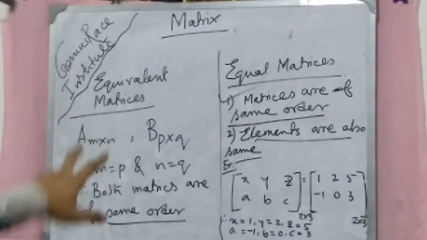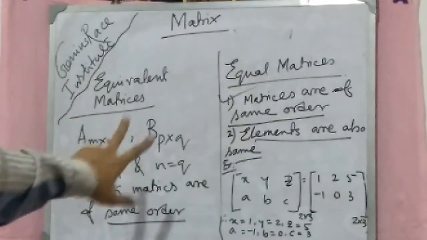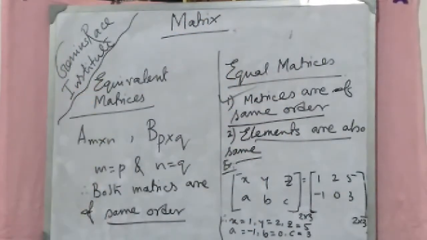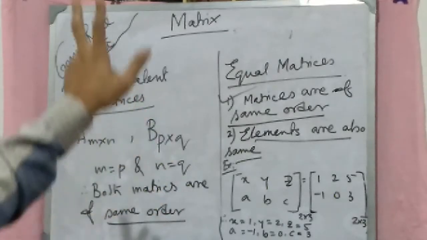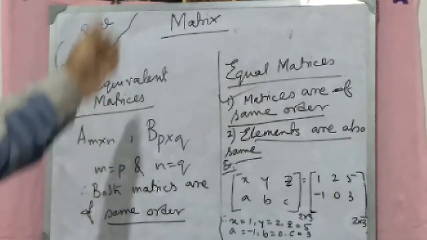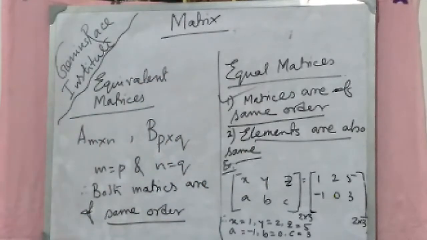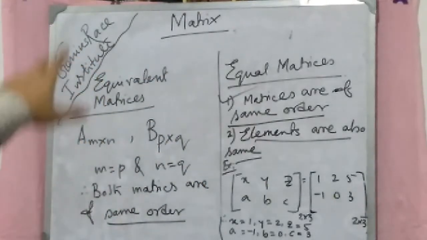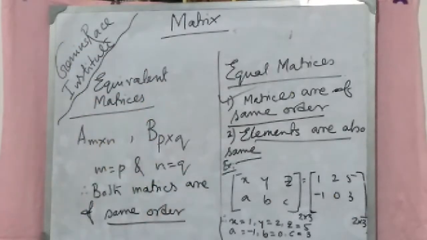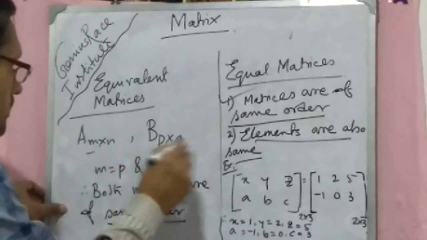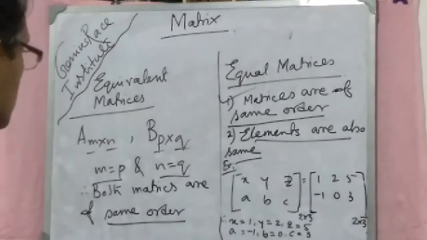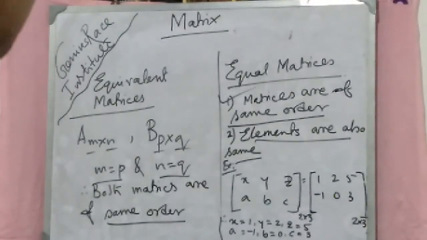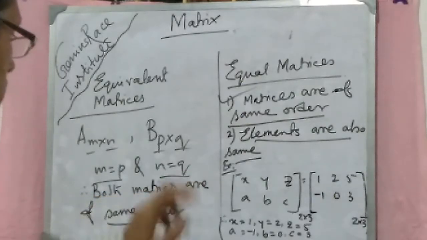In this section, we are going to explain equivalent matrices and equal matrices. Now what are equivalent matrices? The idea is, if two matrices are given and both have the same order, meaning the number of rows of the first matrix and the number of rows of the second matrix are equal, as well as the number of columns of the first and second matrices are equal, meaning here M and P are equal, N and Q are also equal, then these two matrices will be called equivalent matrices, meaning both have the same order.